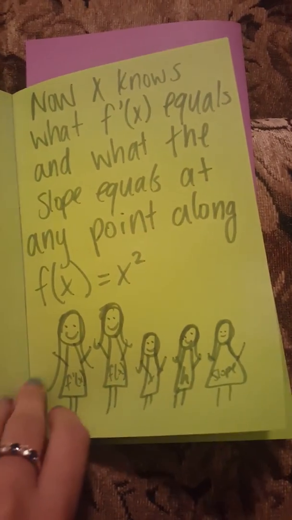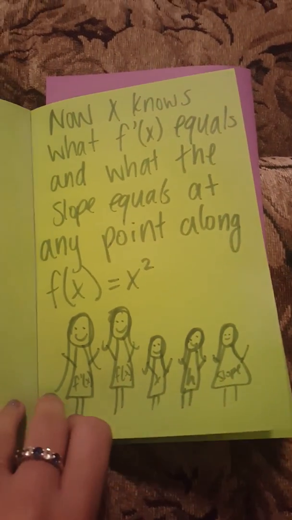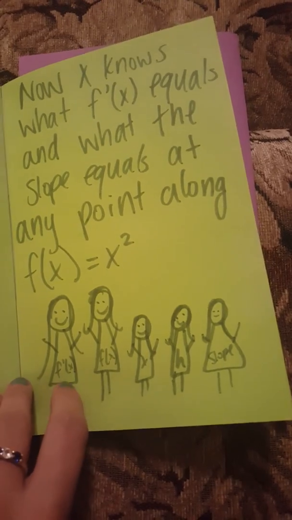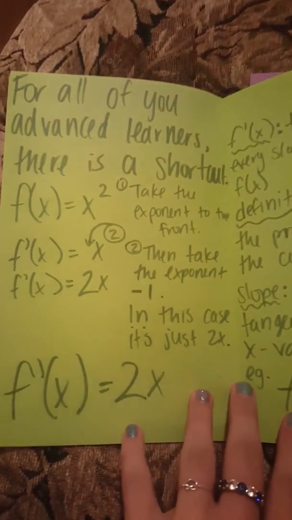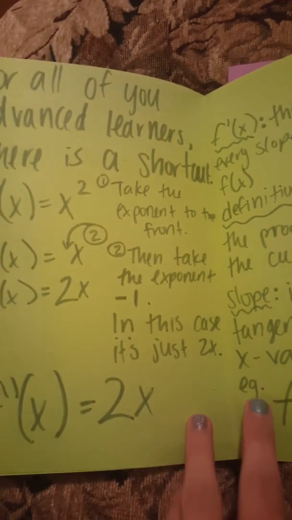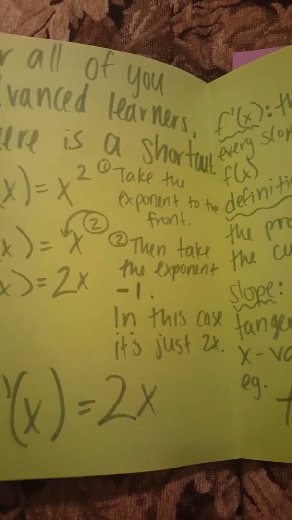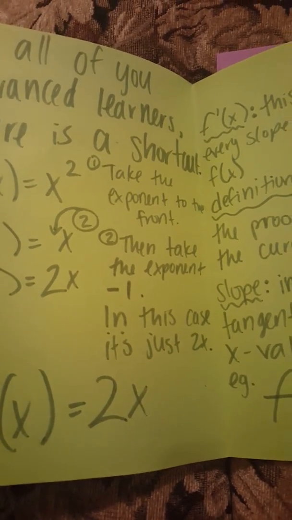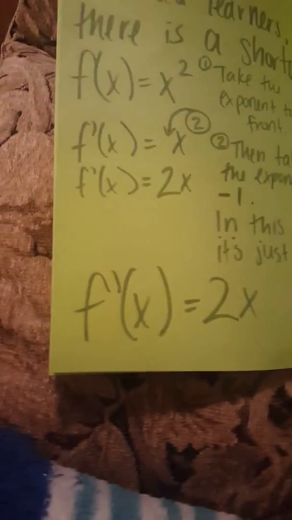Now x knows what f prime of x equals and what the slope equals at any point along f of x equals x squared. Now we have for the advanced learners page where you can take the shortcut by taking the exponent, lowering it to the front, and then taking the original exponent and subtracting 1. So then you know that f prime of x equals 2x.